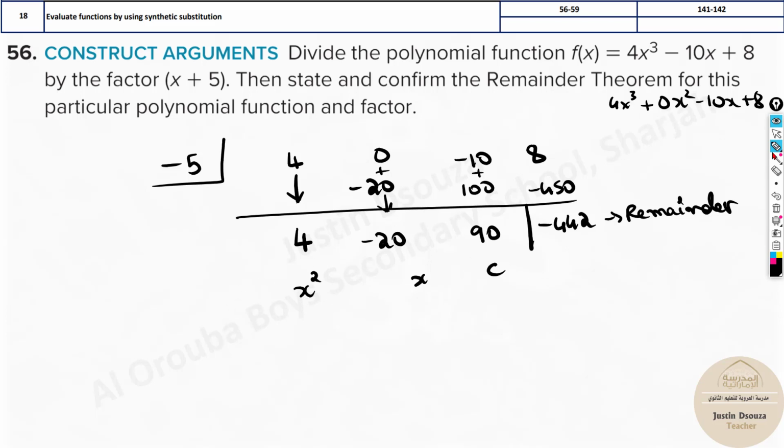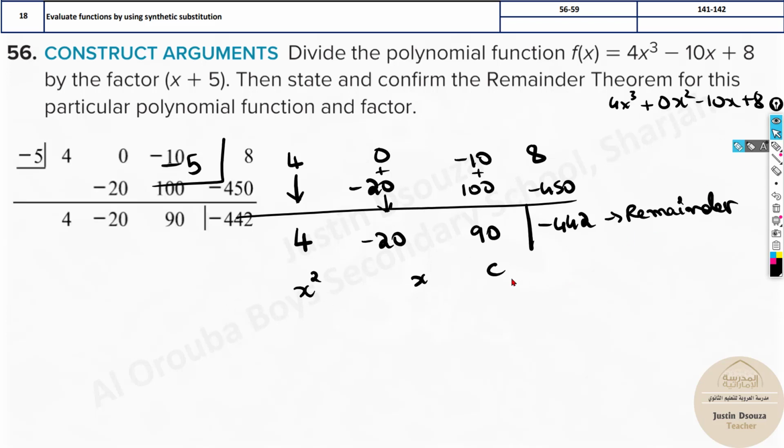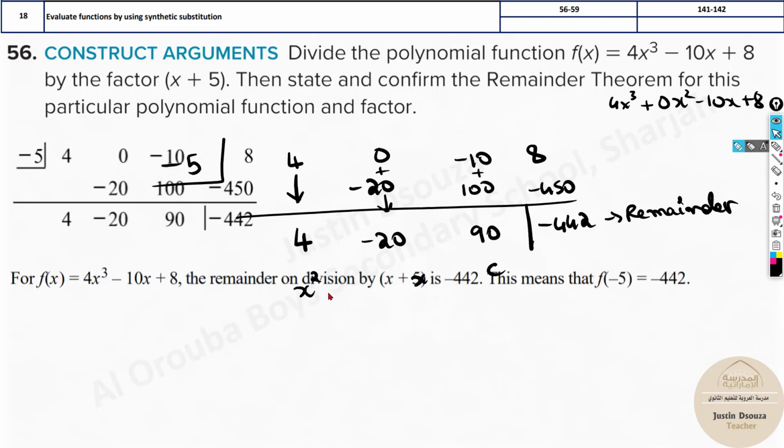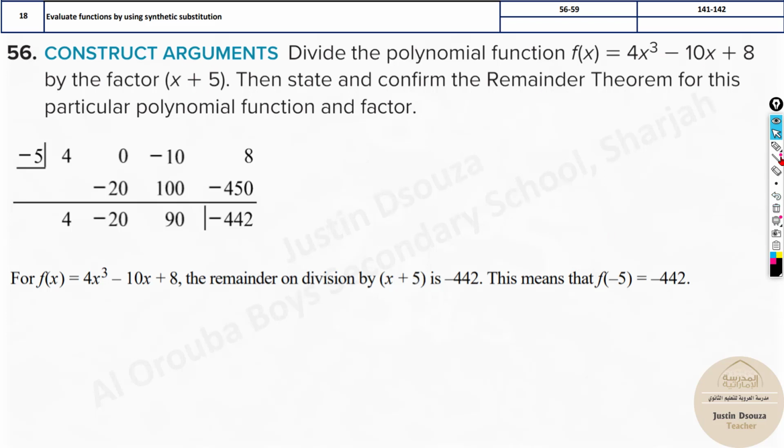Now we can check our answers over here. You got minus 442, same answer. Now what else did they ask? From the remainder theorem. Okay, this is about the remainder theorem. The remainder theorem states that the remainder can be easily obtained if you substitute this number over here. What it means is, now we got this, right? The remainder is negative 442.